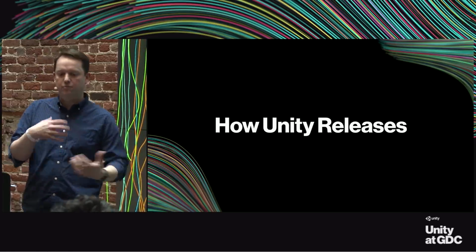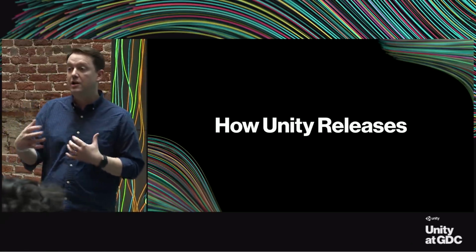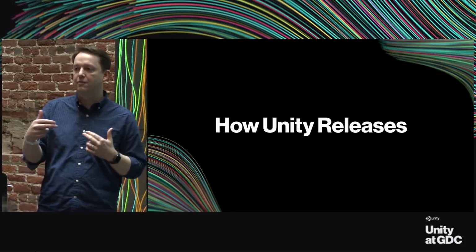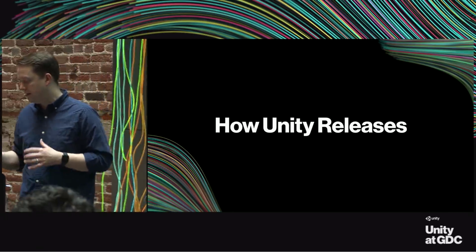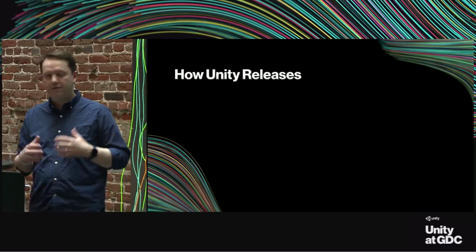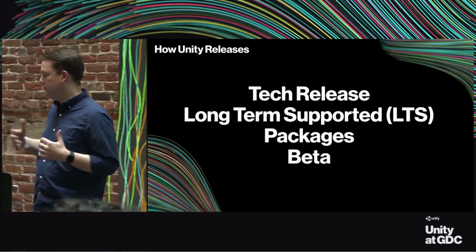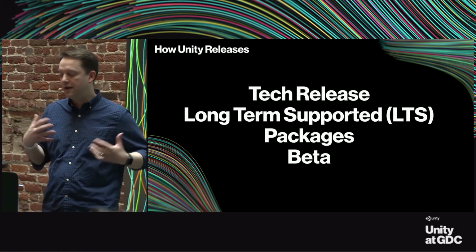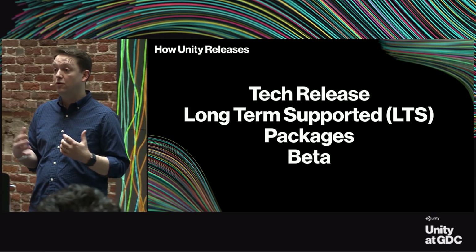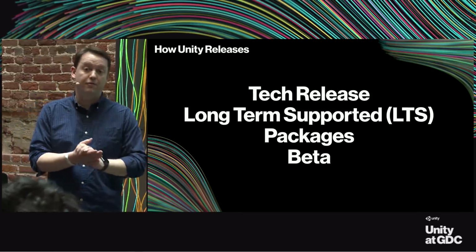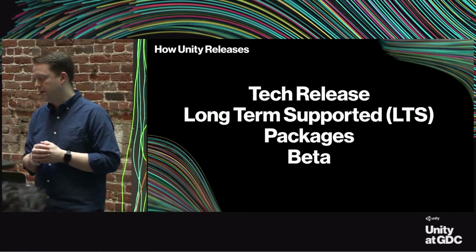We also have some requirements from our side where we really want to engage with you while we're developing features. We want a way to rapidly iterate. So we've taken a look at all of this, and we have a new approach to how we tackle this. I'm going to run you through these four aspects: the tech release stream, what we're now calling our long-term supported stream, our new packages system, and of course I want to just touch on our beta.